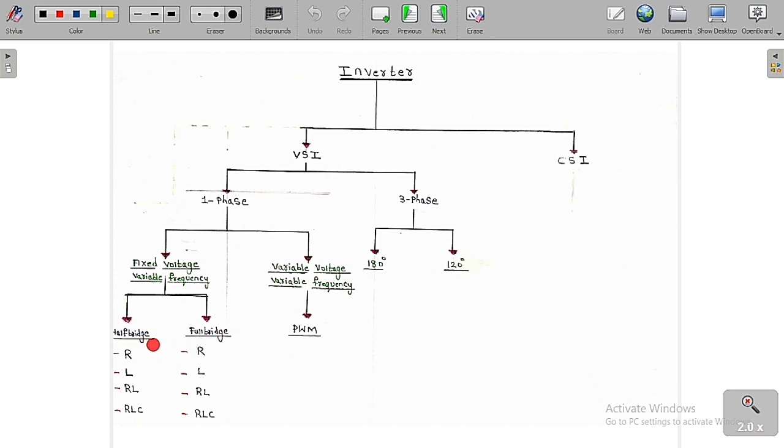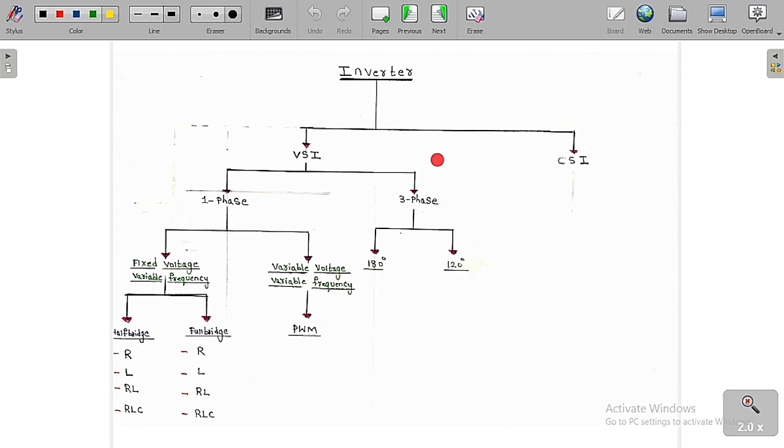In the half bridge we are going to study for R load, L load, RL load and also RLC load. For full bridge also we are going to study R load, L load, RL load and also RLC load. Whereas the other parameter, variable voltage and variable frequency, means the input voltage is variable and the output voltage is of variable frequency. So we are going to get this in terms of PWM. This is the method we are going to use. In the other way, three phase, we are going to study the 180-degree mode of conduction and also the 120-degree mode of conduction.